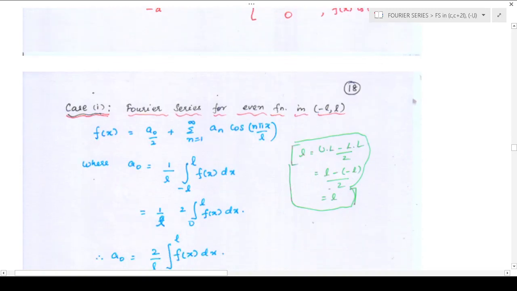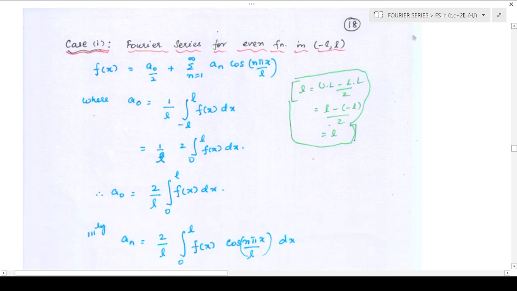Now see, we are going to see the Fourier series for an even function in minus L to plus L. Children, minus L to plus L, whatever it is given here, it is your L here. So see, upper limit minus lower limit by 2 is also L. Minus of minus, lower limit is minus L, it is L plus L, 2L by 2 is L. So whatever is given is your L.